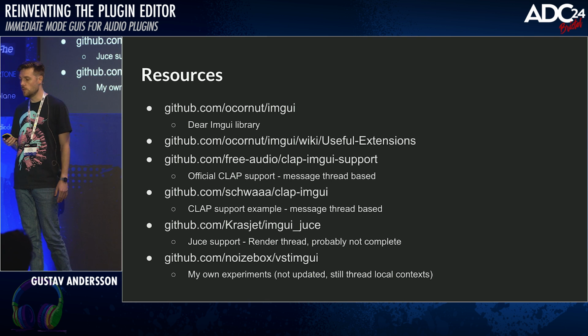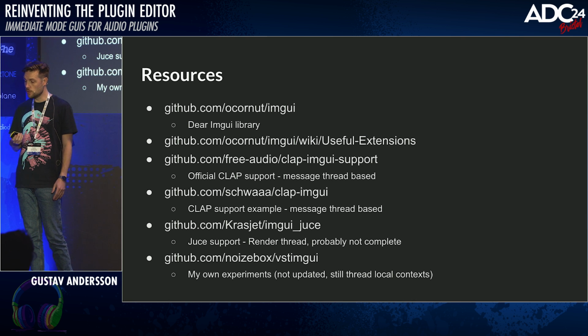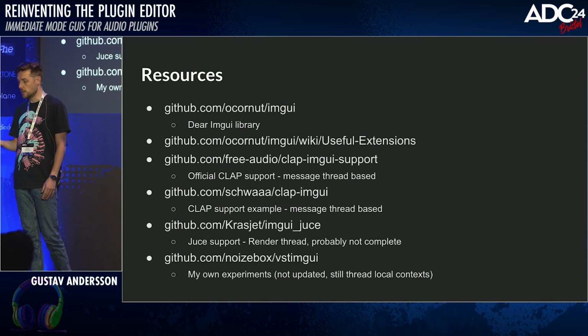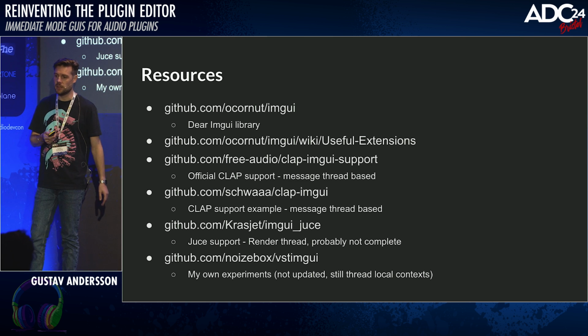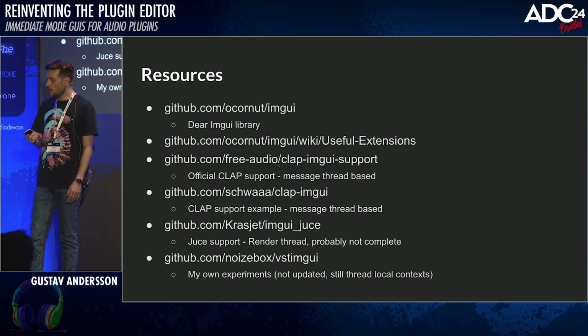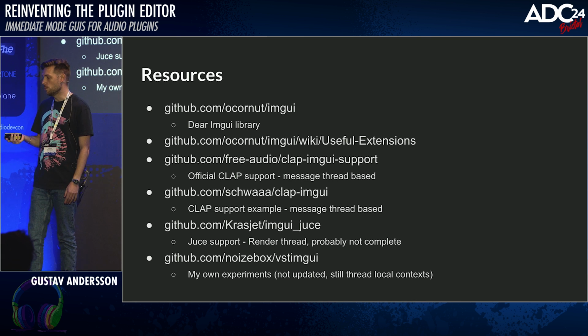Some of the resources: I know that there are 2 libraries for using Immediate Mode GUIs in CLAP plugins that seem quite full-featured. There is one project that I found that was using JUCE, but it didn't seem completely finished or anything. I didn't try it actually. And the last one is my own, which is not updated. It still has this design where every instance has its own thread. So I think if you want to use this in a plugin, you probably need to roll your own to some extent, because there's not a complete solution yet.